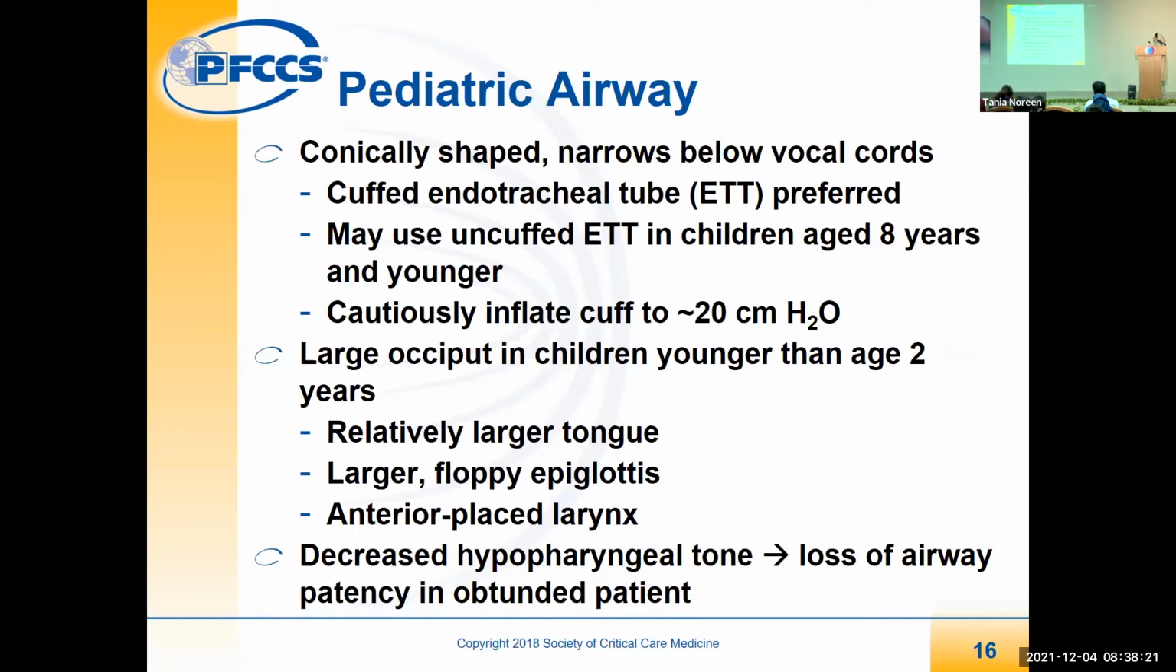They have larger floppy epiglottis and the anteriorly placed larynx. इसकी क्या सिग्निफिकेंस होती है? That is why when you intubate this patient, तो आप straight वाला blade यूज करते हैं क्योंकि floppy epiglottis है, तो anteriorly placed होता है तो आप इसको lift कर सकते हैं उसके साथ. Hypopharyngeal tone is decreased, loss of airway patency in the obtunded patients especially.